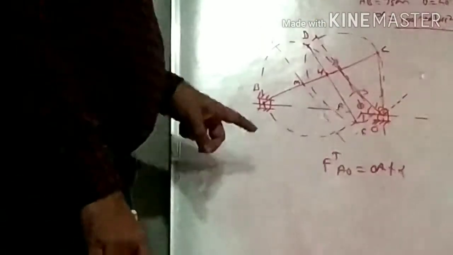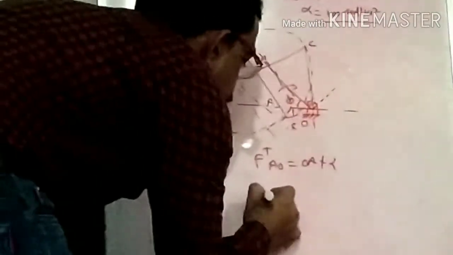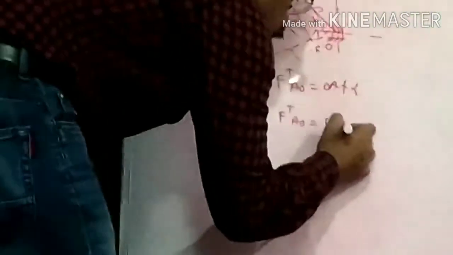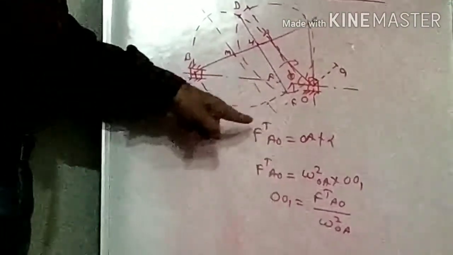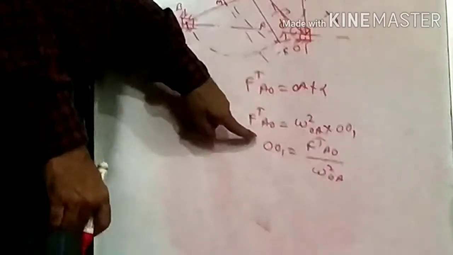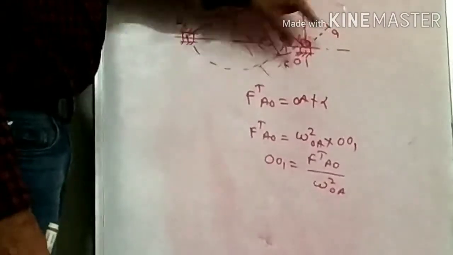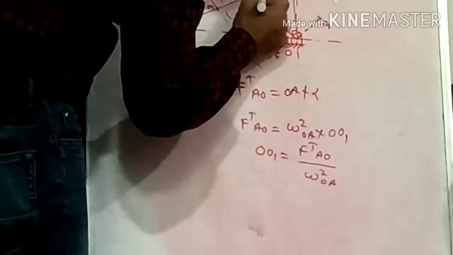Then according to Klein's construction, we have derived four equations. So the fifth one is what? The tangential component of acceleration of A with respect to O is equal to the square of the angular velocity of link OA multiplied by this distance, now the new one, OO1. So from that equation we can calculate OO1, which is equal to the tangential component of acceleration of A with respect to O divided by the square of the angular velocity of link OA. Then from this we mark the position of point O1, and join points A and O1.